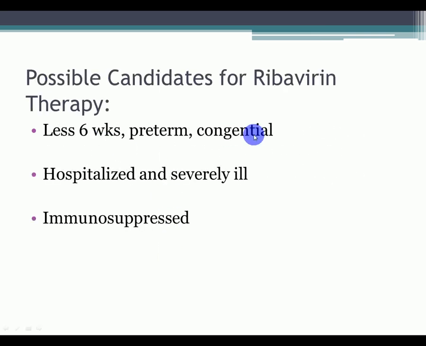Possible candidates for ribavirin therapy would be those less than 6 weeks preterm or with congenital anomalies, those who are hospitalized and severely ill, and those who are immunosuppressed.